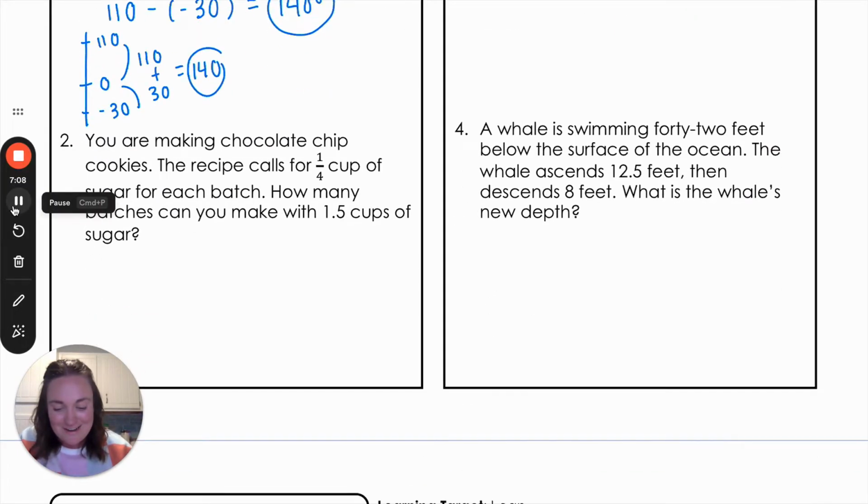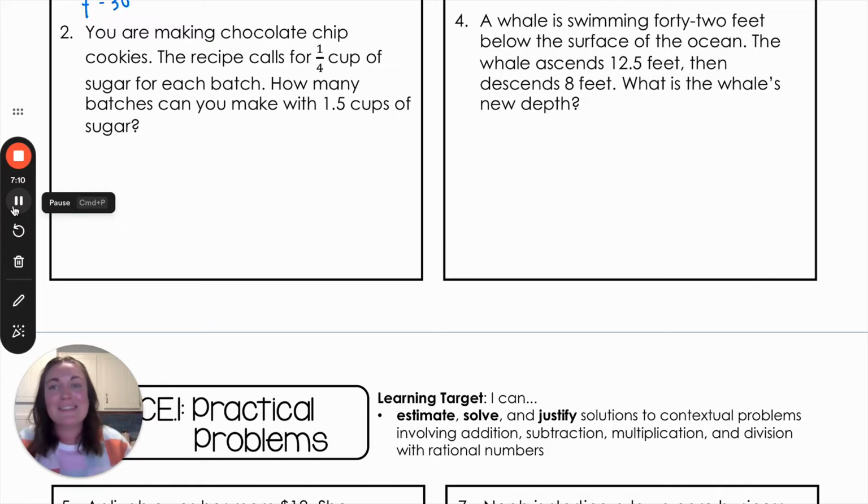On to our next example. You are making chocolate chip cookies, and the recipe calls for 1/4 of a cup of sugar for each batch. How many batches can you make with 1.5 cups of sugar? So again, we're looking for those keywords, and I see the word each.